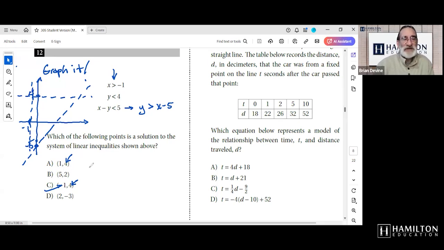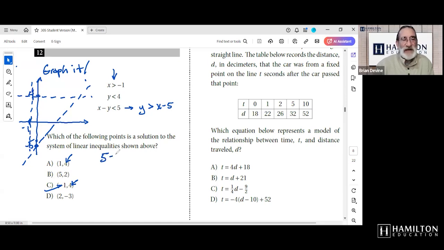Now I can plug points in. It makes it a little bit easier. I could have done that to begin with, but if I take B and I plug that into the last inequality, because I can see right away here that in B, x is greater than -1 and y is less than 4.